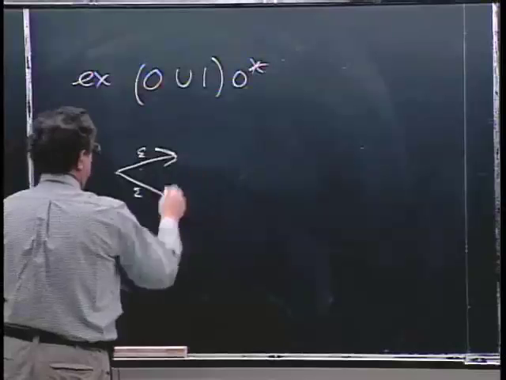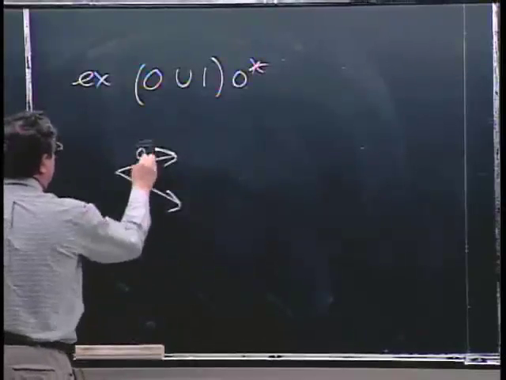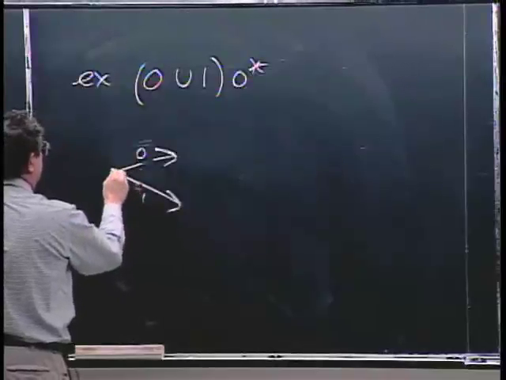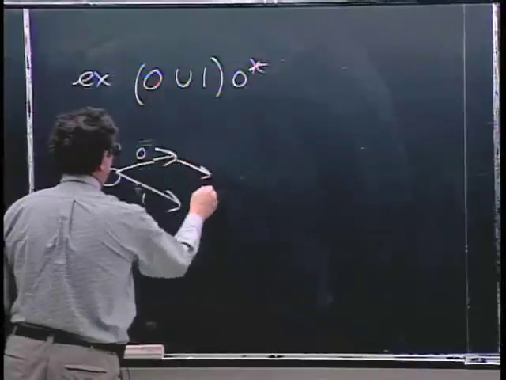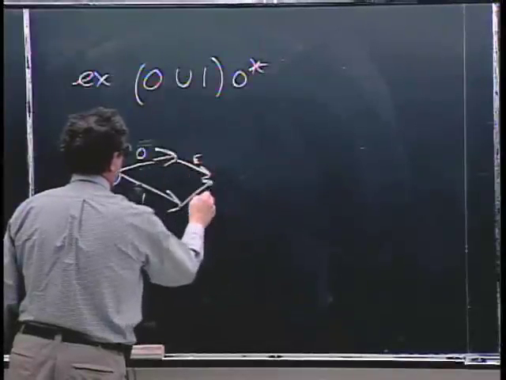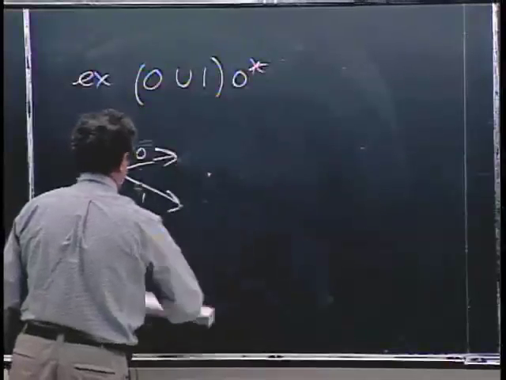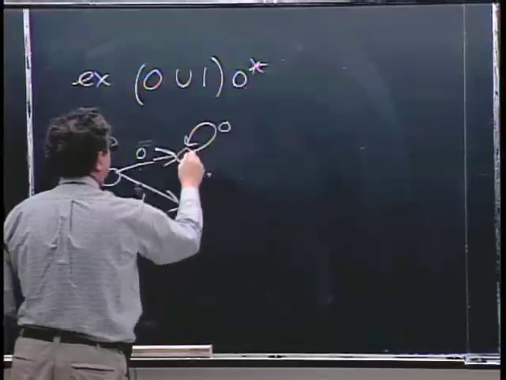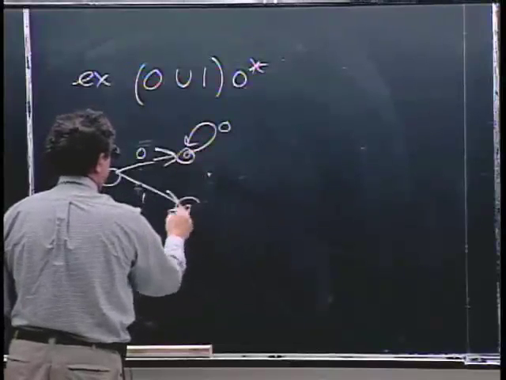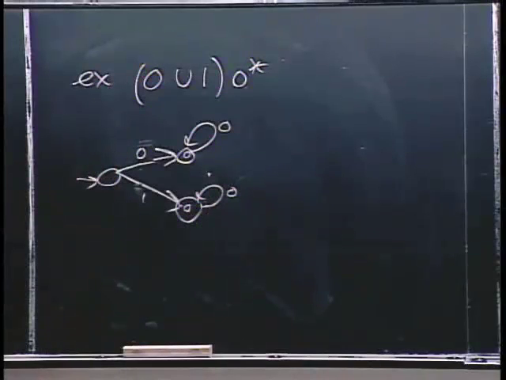A 0 or a 1. Here's my start state. We could epsilon onto there, but we don't even need to do that. This is any number of zeros, any number of zeros. So that looks like a perfectly good NFA for that.